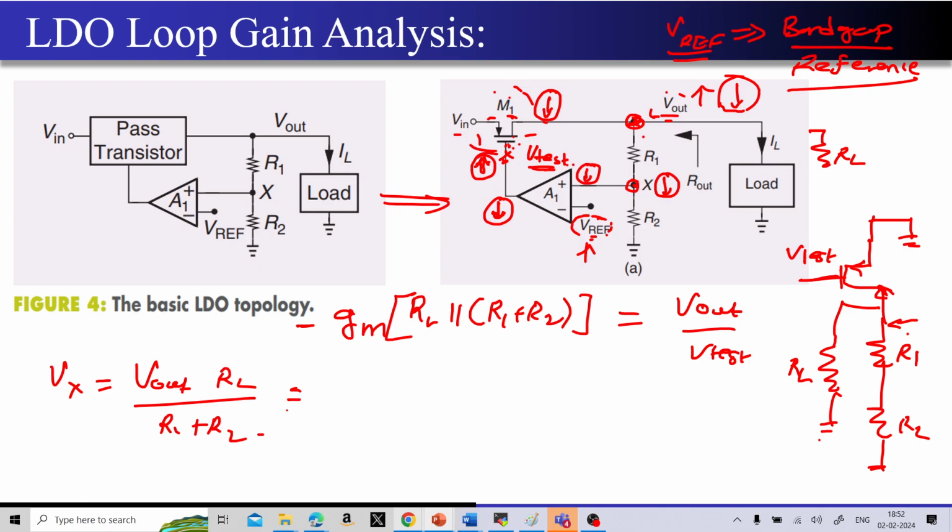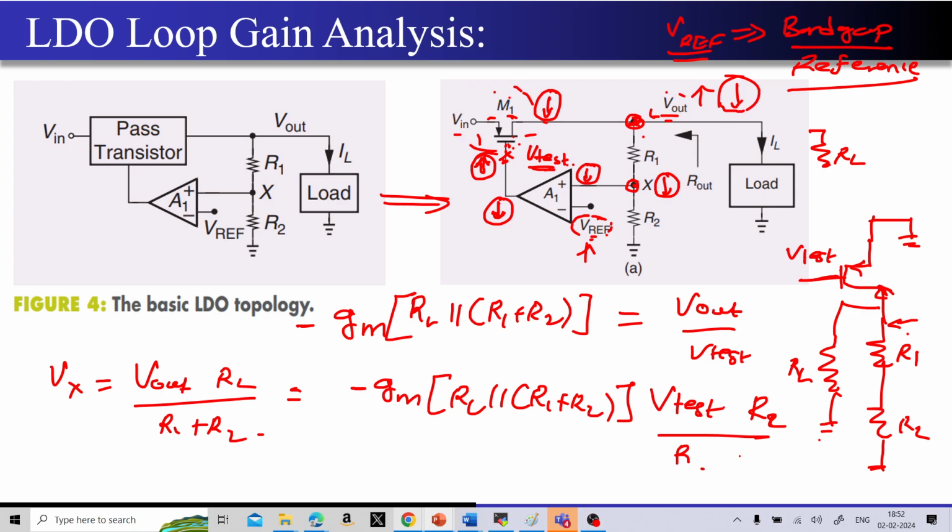Sure. Okay. So now let's try to get back. So now what is the V out? V out is nothing but minus GM into RL parallel R1 plus R2, correct, into V test. This is V out, into V test. And now I have this R2 by R1 plus R2 factor as well, R2 divided by R1 plus R2. So now this is the value of Vx.